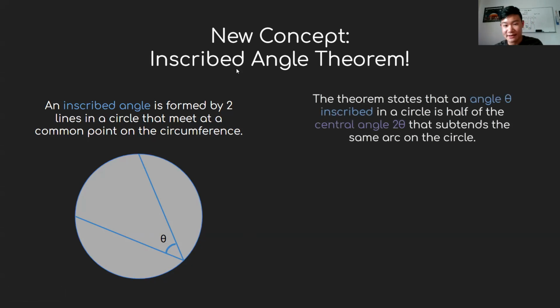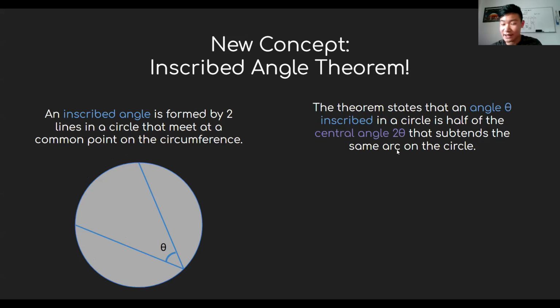Okay, so now what is the theorem for this inscribed angle? Well, the theorem states that an angle theta that's inscribed in the circle is half of the central angle 2 theta that subtends the same arc on the circle. Okay, that is a lot to process, so let's go over it a little bit. So the angle theta inscribed, we know what that is. That's just an inscribed angle, right? In a circle, it is half of the central angle 2 theta.